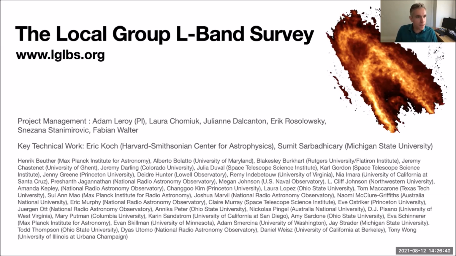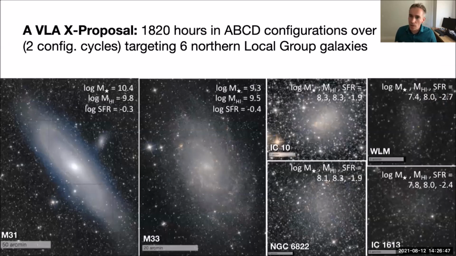And to that end, we formed this group called the Local Group L-band Survey. There's a large number of people involved with this. The goal of our survey is to use the VLA, and we're executing a nearly 2,000-hour survey using the VLA's amazing upgraded capabilities to study these 6 galaxies in the local group, the 2 that I've been studying, and then 4 additional dwarf targets to find out what their atomic gas is doing, and a lot of other science. So this is going to be coming out over the next few years.